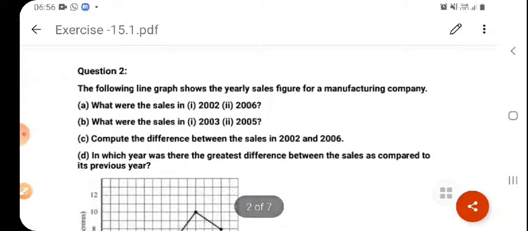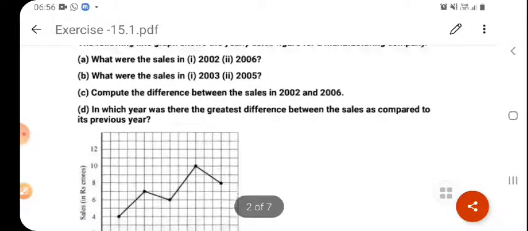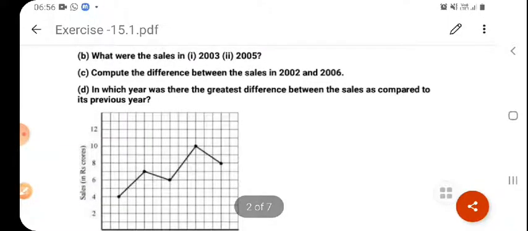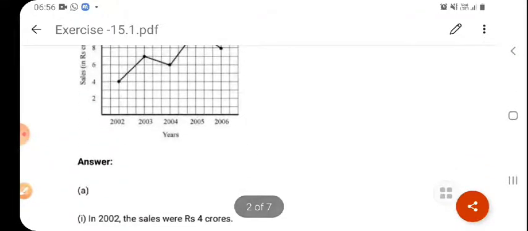The following line graph shows the yearly sales figure for a manufacturing company. What were the sales in 2002 and 2006? What were the sales in 2003 and 2005? Compute the difference between the sales, and in which year was the greatest difference between the sales. So we have to find out the different sales.